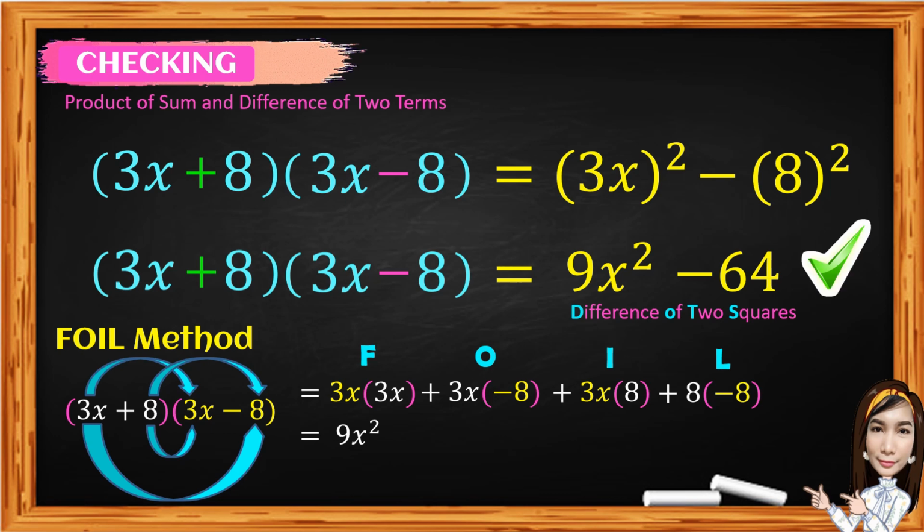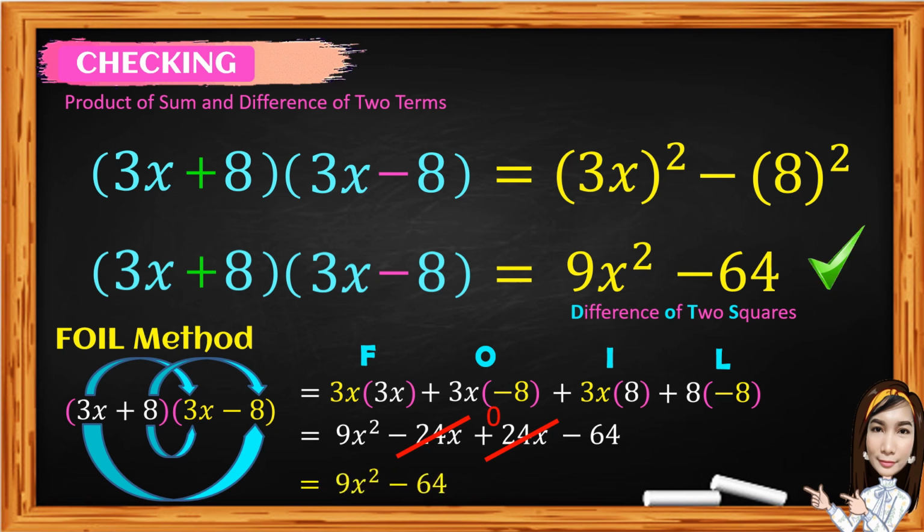So let's get the product. 3x times 3x equals 9x squared. 3x times negative 8, we have negative 24x. 3x times 8, we have positive 24x. 8 times negative 8 is negative 64. Now combine similar terms. We have 24x minus 24x equals 0. So the remaining is 9x squared minus 64. So we got it correct.